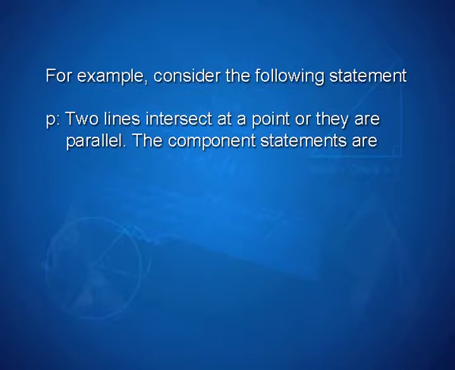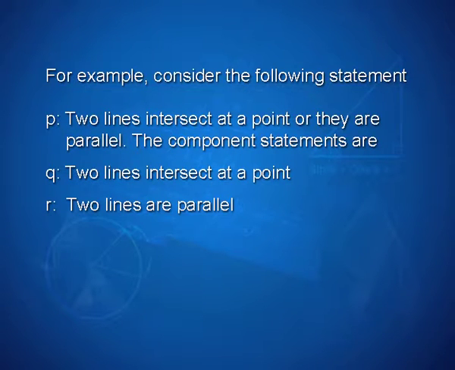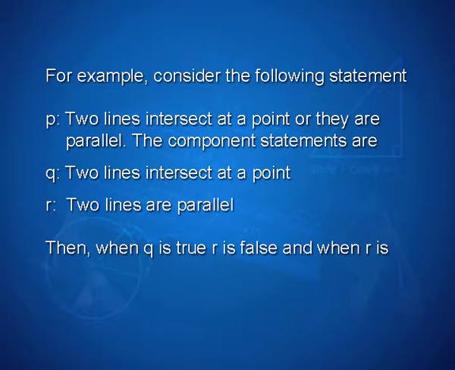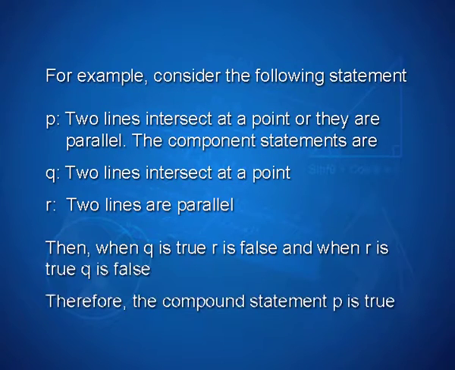P. Two lines intersect at a point or they are parallel. The component statements are Q, two lines intersect at a point, and R, two lines are parallel. Then when Q is true, R is false, and when R is true, Q is false. Therefore, the compound statement P is true.